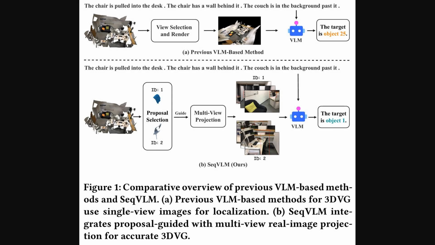Alright, the previous segment covered the code release. Figure 1 contrasts single-view pipelines with the proposal-guided multi-view approach. The top row shows prior methods that render one view and send it to a visual language model, which often misaligns geometry and selects the wrong object. The bottom row adds proposal selection, then projects those candidates into multiple real images, so the visual language model reasons with consistent context, and picks the correct object.